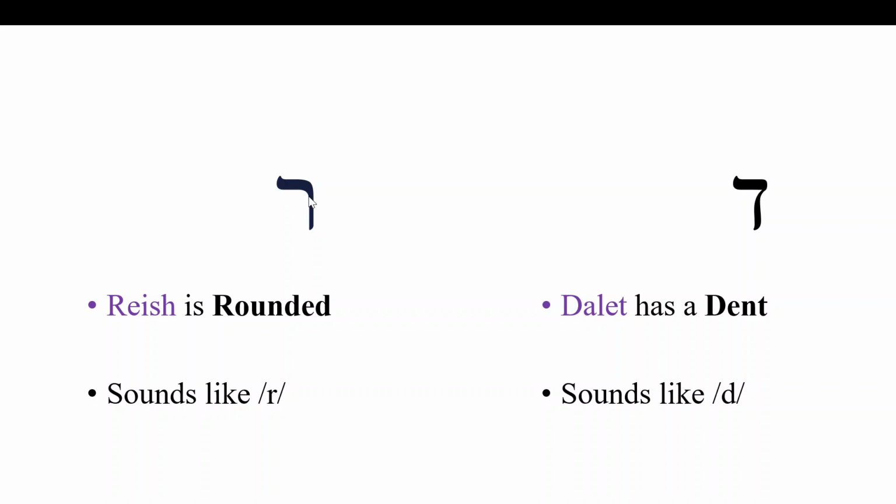Versus the resh here, where the resh is rounded. You will always see a rounding between the top and the bottom line. And the resh makes an R sound.